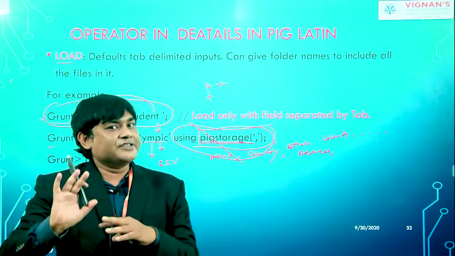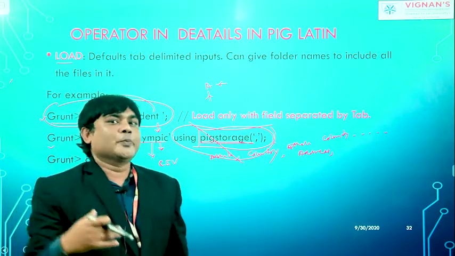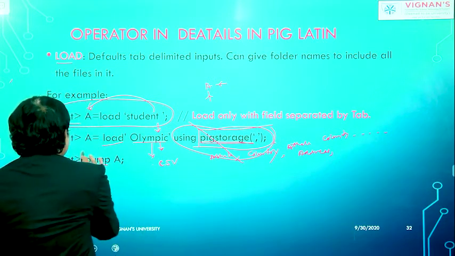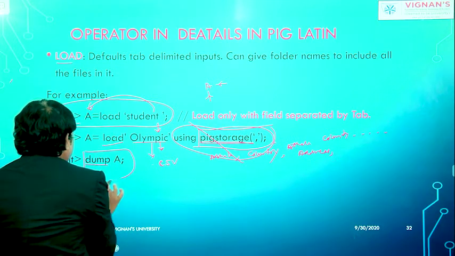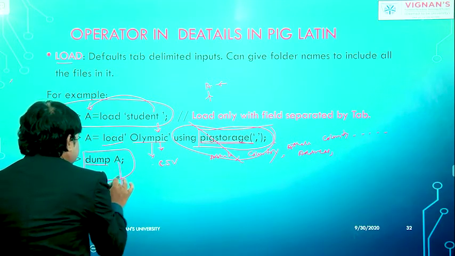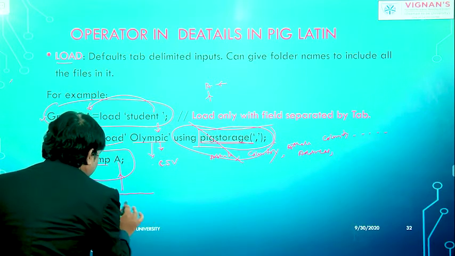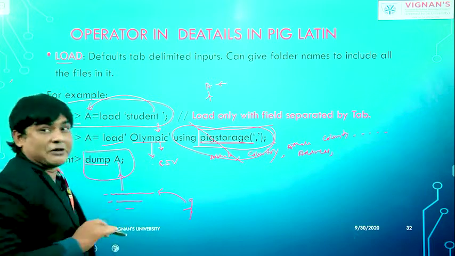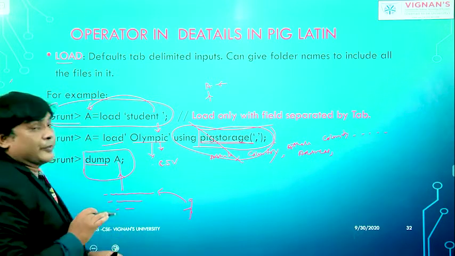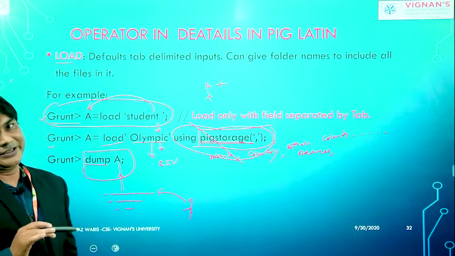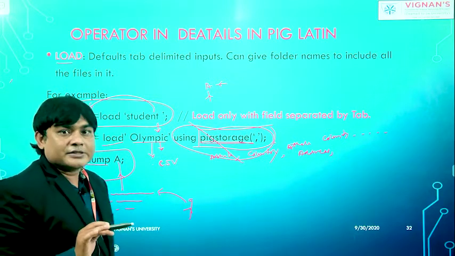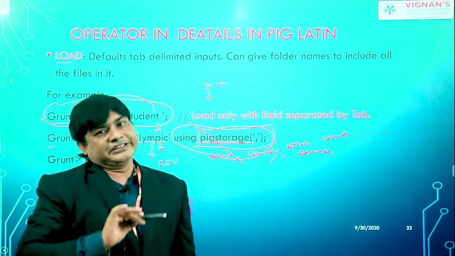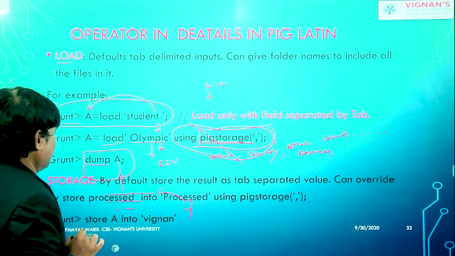So if you want to have a result on the screen, we can go for the dump operator. It means that the data which is present inside A is dumped on the screen, and you can see the data from the screen. For that purpose, we have to use the dump operator. The dump operator will not store your data, but it just displays data on the screen.